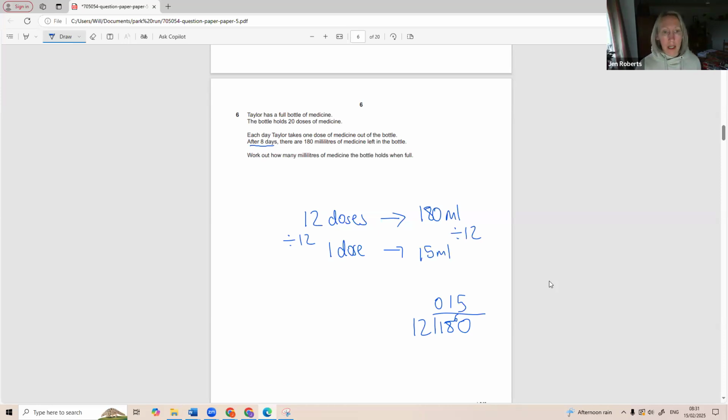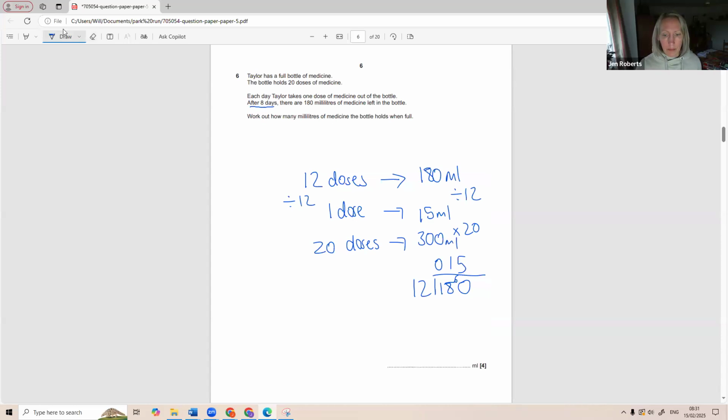We've got 20 doses when the bottle is full. Sorry, can't spell. I'm going to multiply this by 20. 2 times 15 is 30. Put my 0 at the end. So 300 mil is your answer here.